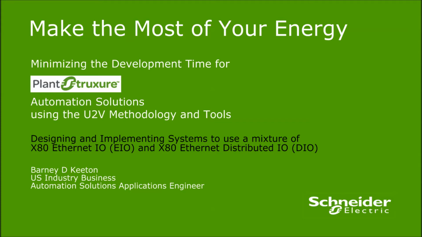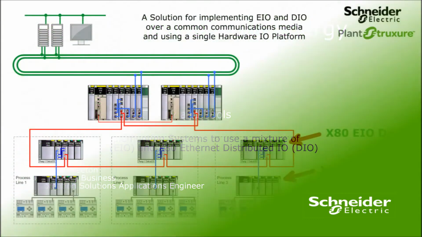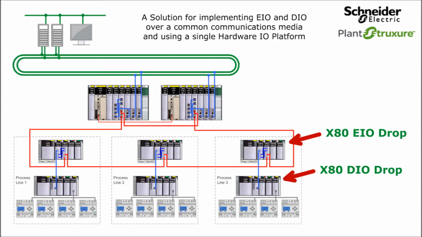Welcome. This video will provide an overview of designing and implementing a PlantStruxure Automation System with a mixture of Ethernet I/O and Distributed I/O, and using a single hardware I/O platform for both. Modicon X80 I/O is the single hardware I/O platform, and the I/O will be over a single Ethernet network.